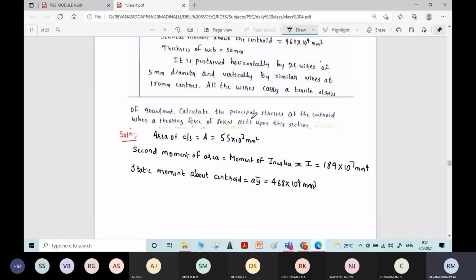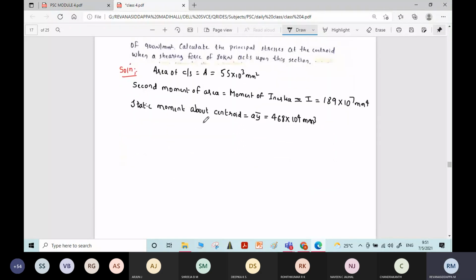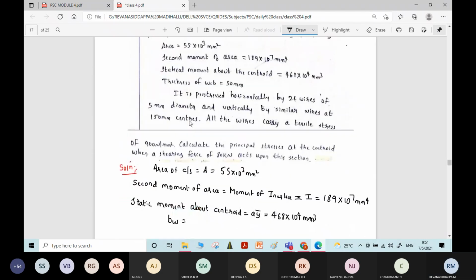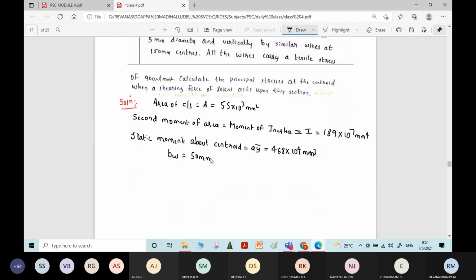The thickness of web is given. Thickness of web, b w, is given as how much? 50 mm. 50 mm is the thickness of web.